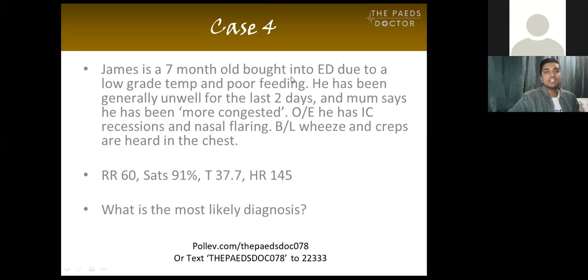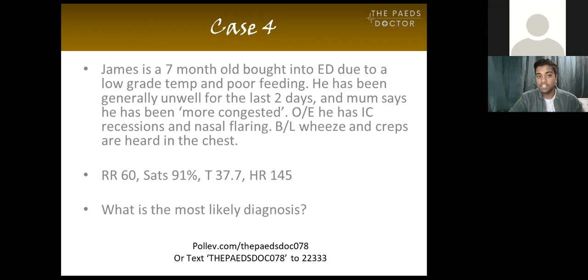So the buzzwords. This child is 7 months, so they're less than 1 year. So think of that. They come in with a low-grade temperature again and poor feeding. Okay, generally unwell, and the next one is more congested. And then the final one is wheeze and crepitations are heard in the chest. Okay, so these are the things you're looking out for in this case. So that all leads me to think.